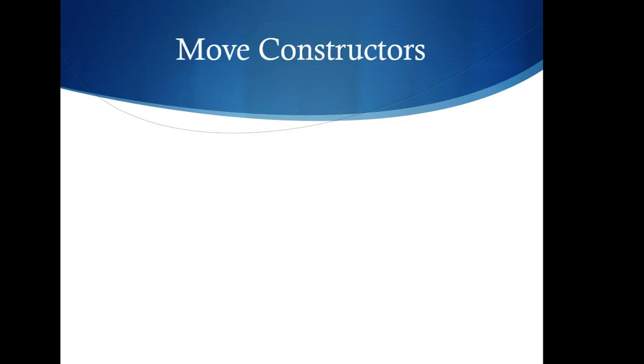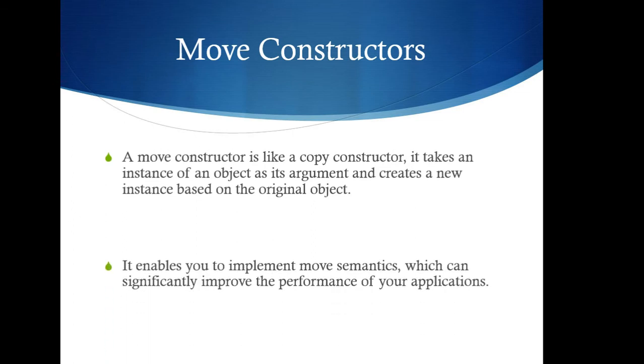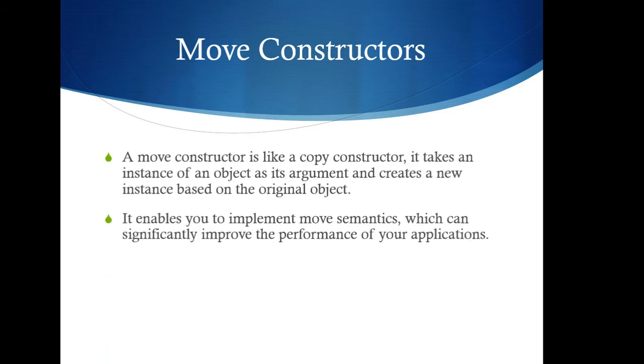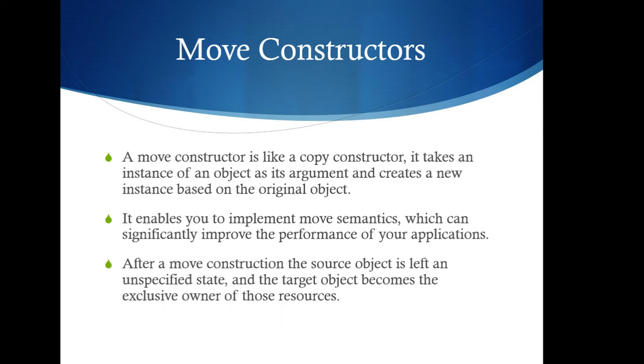Moving on to move constructors. A move constructor is like a copy constructor. It takes an instance of an object as its argument and creates a new instance based on the original object. Technically, you can write a move constructor without using R value references, but most commonly it is written using R value. A move constructor is better than a copy constructor because a copy constructor is much more expensive in terms of performance, since it must allocate dynamic memory and copy the source characters one by one. A move constructor also enables you to implement move semantics, which can significantly improve the performance of your applications.